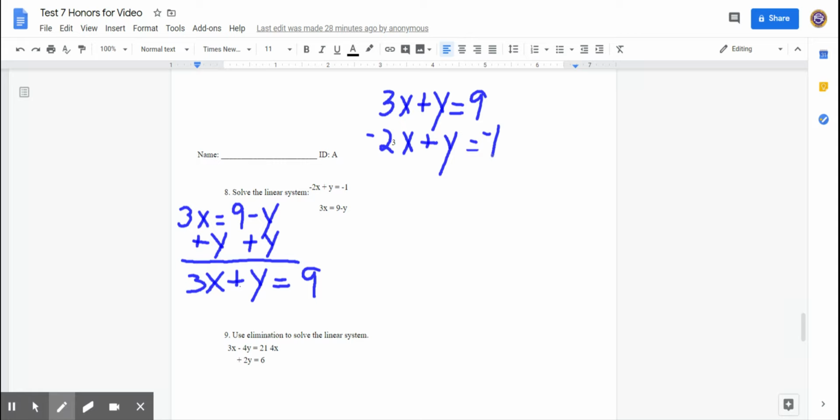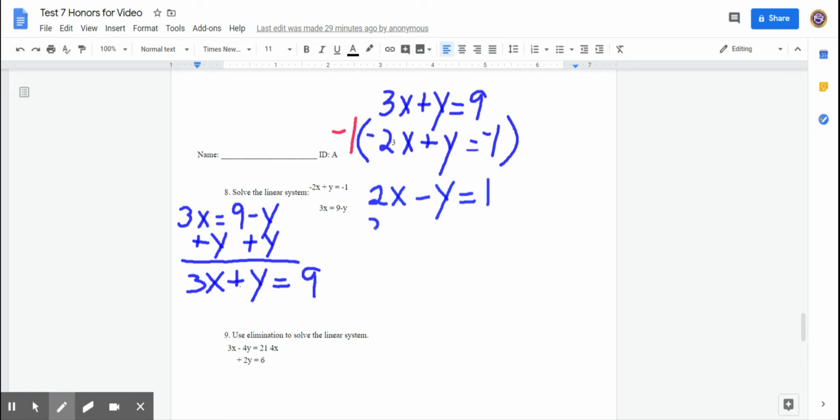All right, so I look at my x's. They are not the same and they're not opposites. I look at my y's. They are the same. The coefficient is 1. We want them to be opposites. So that means we have to multiply one of those equations by negative 1. Because there are a lot of negatives in the second equation, I'm going to multiply that second equation by negative 1. And when I do, I get a positive 2x, a negative y, and a positive 1.